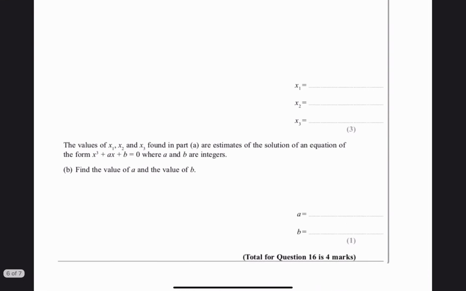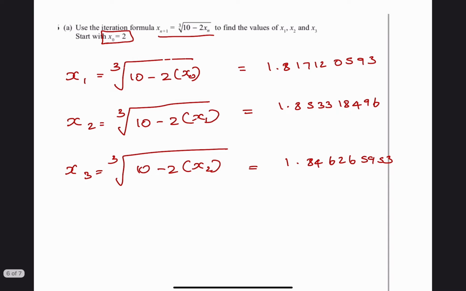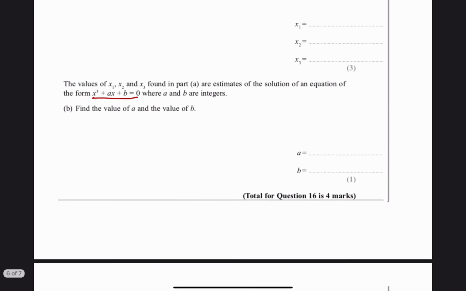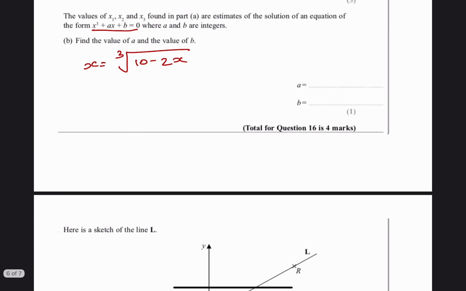You can write it there if you wanted. Is it supposed to be looking like that? Yeah, why not? What does it say? Xn plus 1 is equal to cube root of 10 minus 2xn. So x is equal to cube root of 10 minus 2x. Don't worry about the n plus 1, or don't worry about the n. Just write it like that.